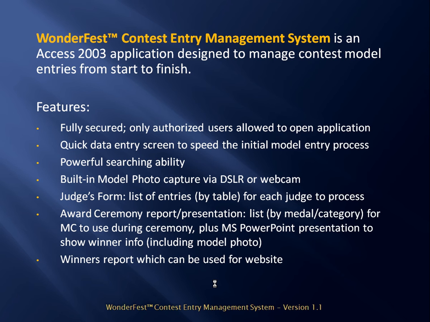There's a powerful searching form which lets you find any model entry record by year, by entry number, by table number, model name, etc., modeler name. And if you have a digital SLR or webcam and you plug it into your laptop or PC, you can programmatically take photos of the models and associate them to the model records. There's a judges form which lists the entries by table, so one sheet for each table, for the judges to process. So for each model entry, there's a checkbox next to it for merit, bronze, silver, and gold.